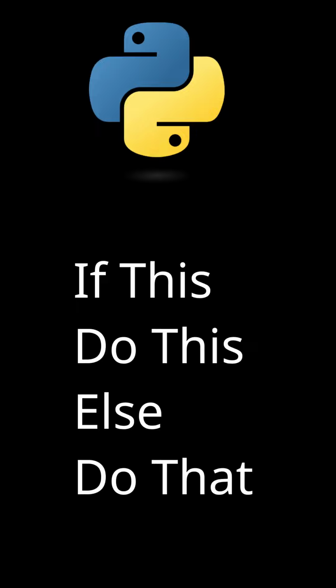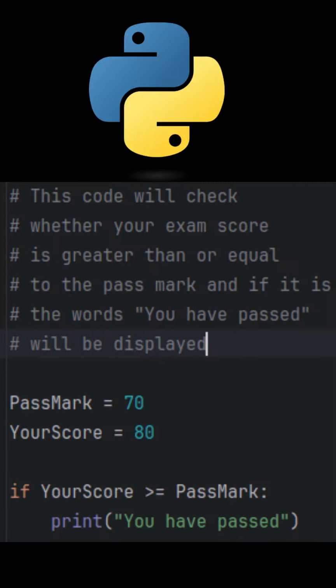In programming, it is important to be able to control the flow of a program, and quite often we want one piece of code to execute if one condition is true, and another piece of code to execute if another condition is true. To control flow, we use the if statement. To use the if statement, we use the word if and then the condition we want to meet, and then we finish with a colon.